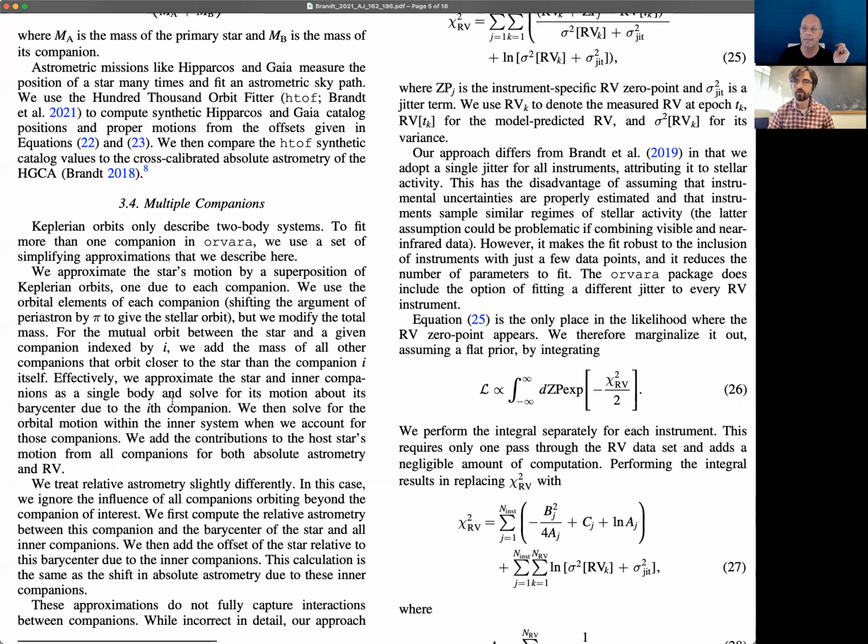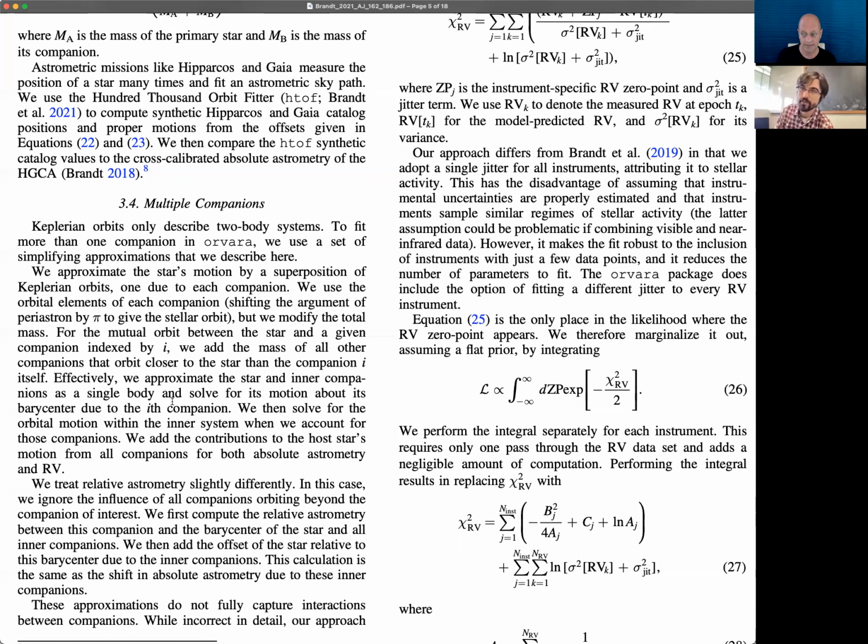And so our approach is to account for that in the superposition of these orbits. If we have an outer companion, then we view the inner system as a single mass, with its mass equal to the combined mass of all the components, located at its barycenter. And then we solve for that orbit. And then on top of that, we resolve the inner orbits, and we do it in a nested way.